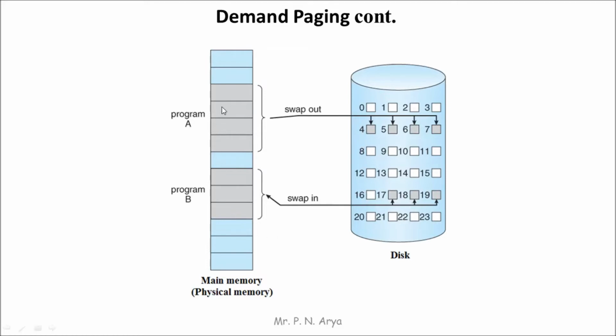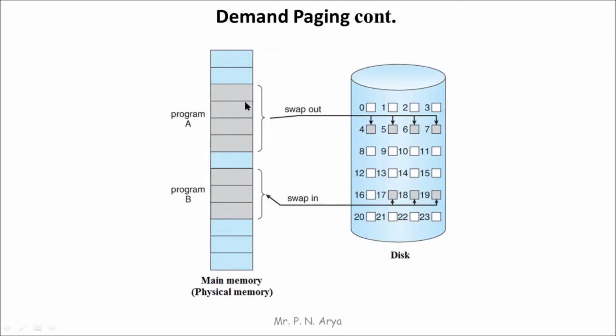So here the process is divided into different pages. Suppose pages 4, 5, 6, 7 are needed. These pages will be brought from disk to the main memory. The swap out and swap in are performed by the swapper. The swapper only swaps the particular page. Suppose page 4 is needed, page 4 will be swapped in from disk to the main memory.